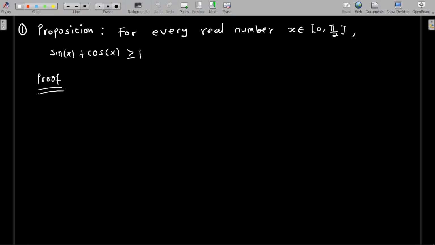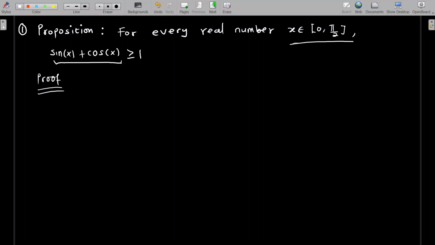Now, there's a proposition here that I want to prove, and within this set of problems I'm going to use contradiction. There's one particular problem that I might not prove with contradiction because it's a claim that I'm going to prove, and I'll use that to prove another problem. Okay, so for every real number x in this interval, sine of that number plus cosine of that number is greater than or equal to 1, and we're going to prove this using contradiction.